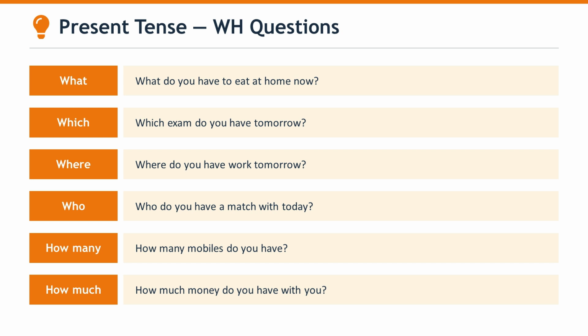The third uses where. Where do you have work tomorrow? Here, we are asking about the place. The fourth uses who. Who do you have a match with today? Here, we are asking about the person.